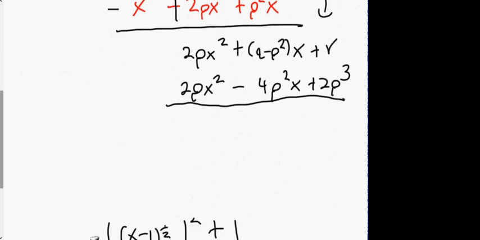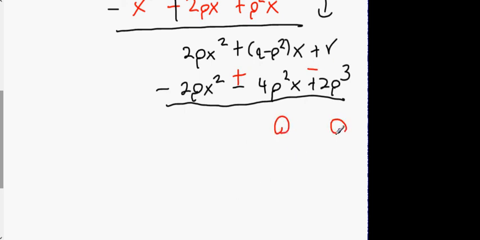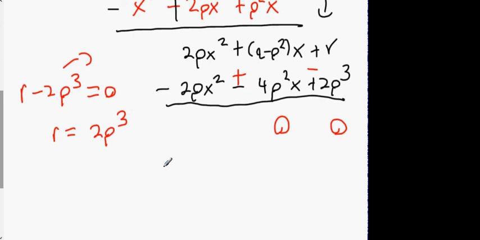If you write this out longhand, what you're going to see is that takes away, that turns into a plus, that turns into a minus. So what we have is this. We have r minus 2p cubed equals 0. r therefore is 2p cubed. Okay? What's the next part then?